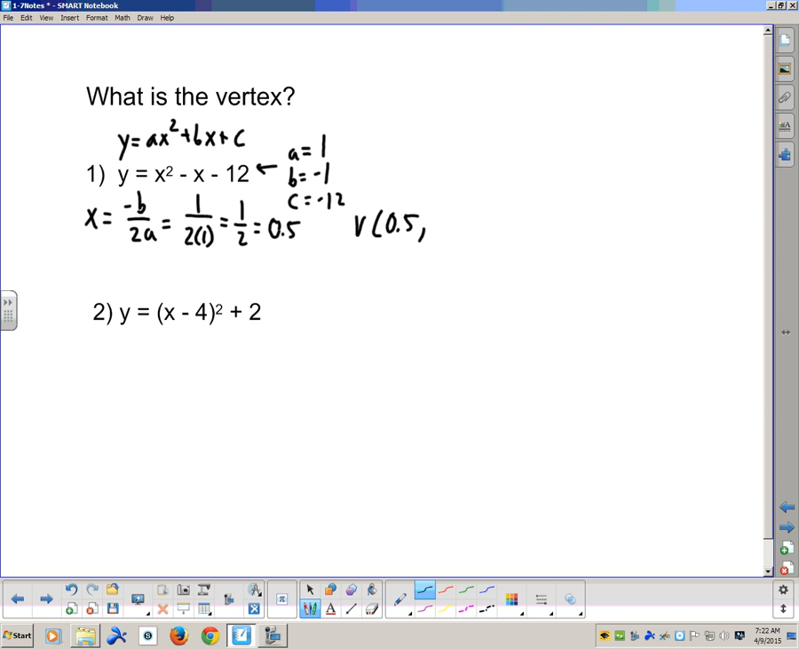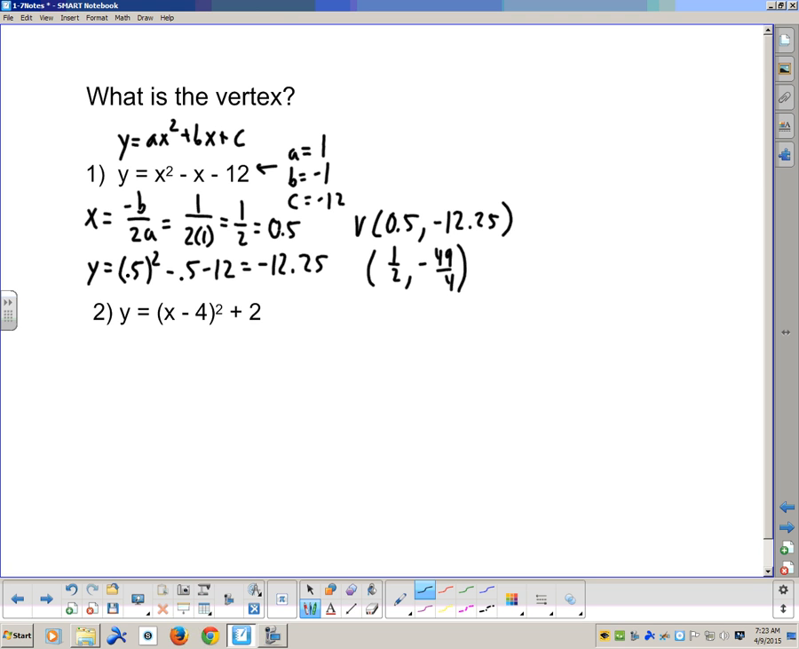To be able to get your y value, you want to plug your x value back into the equation up there. So you get y equals 0.5 squared minus 0.5 minus 12. And then you can either do that in your head or put it right on your calculator to figure out what that value is. So I end up getting negative 12.25. So my vertex there is a half and then negative 12.25. Or if you're a fraction person, you would say 1/2 and negative 49/4.